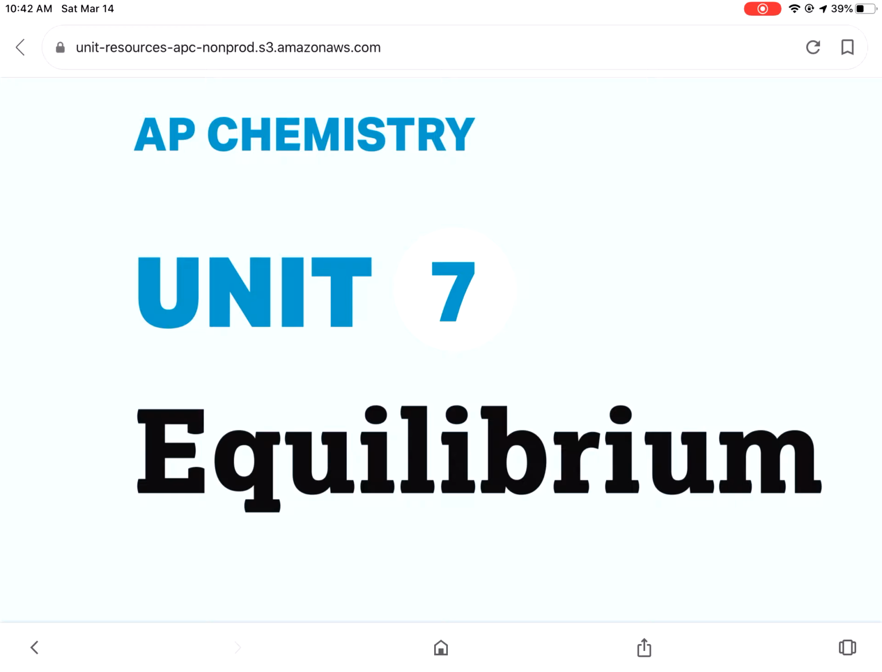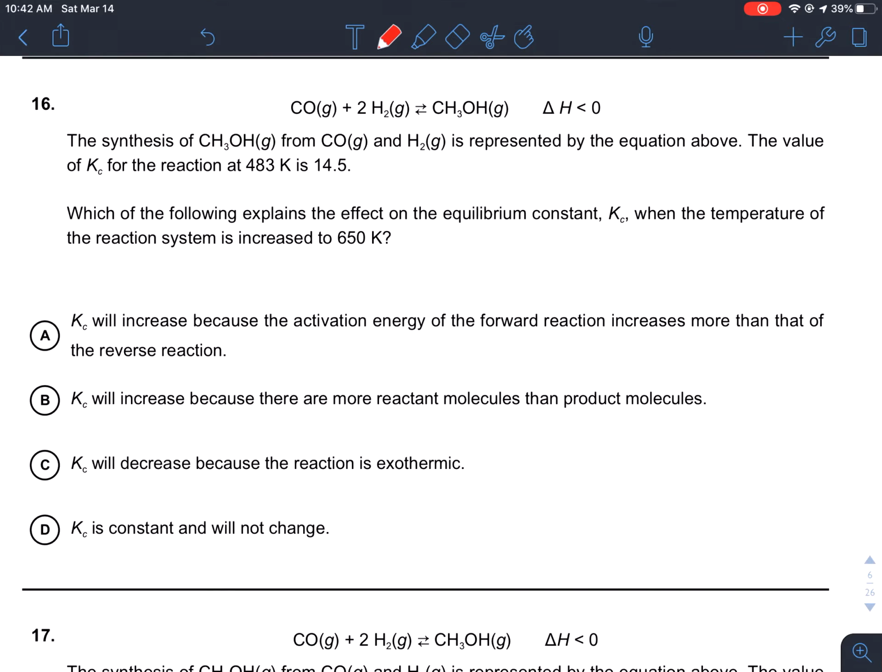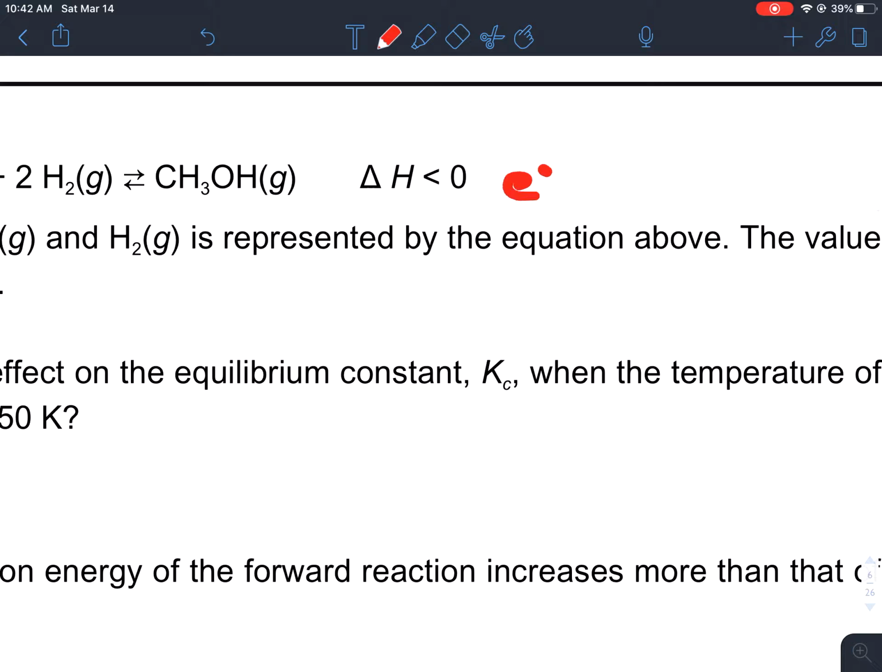All right, we're on question number 16, still in Unit 7, equilibrium. Let's go ahead and get to the question. CO plus 2 H2 yields methanol. The delta H is less than 0, so this is saying that it is exothermic, right? This is exothermic, and if it's exothermic, then heat is a product, okay?